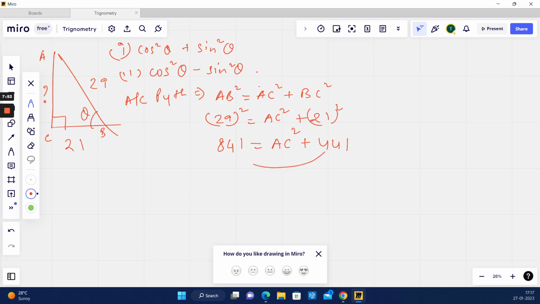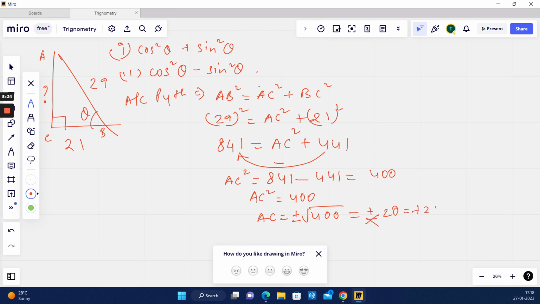So now I have to find AC. I'll take this to this side. So AC square equals 841. Since I am changing the side, the sign will become plus to minus. 841 minus 441 is equal to 400. So AC square is 400 for us. AC will be plus minus square root of 400, which is plus minus 20. Since a side cannot be negative, we will take plus 20 units. So we got AC as 20 units.